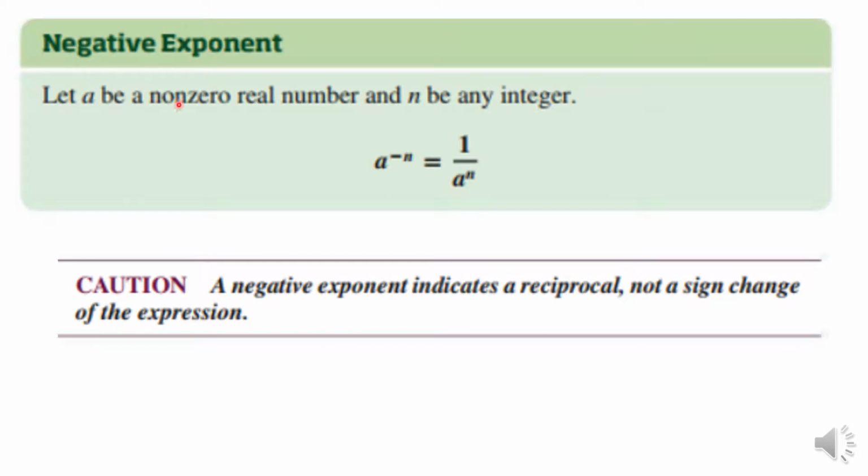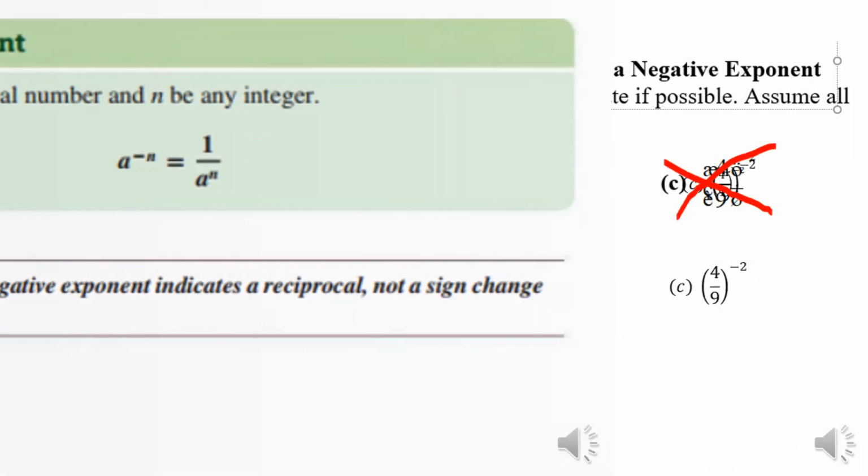So, a negative exponent is defined this way: for any non-zero number a and an integer n, a to the minus n is equal to 1 over a to the n. One mistake students sometimes make is to think that the negative exponent doesn't indicate a reciprocal but a sign change in the expression. Be careful not to make this mistake.